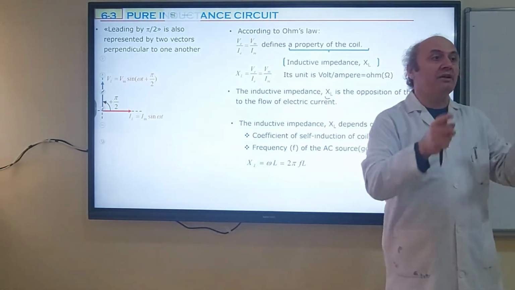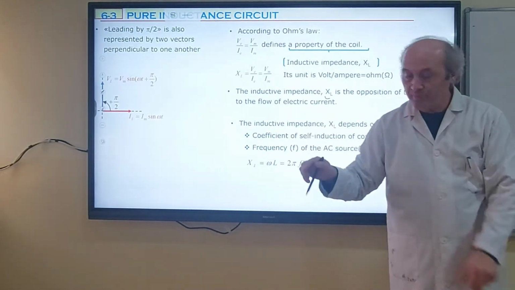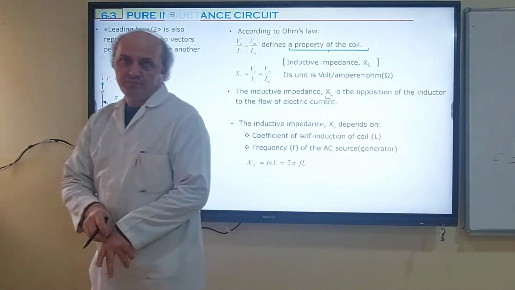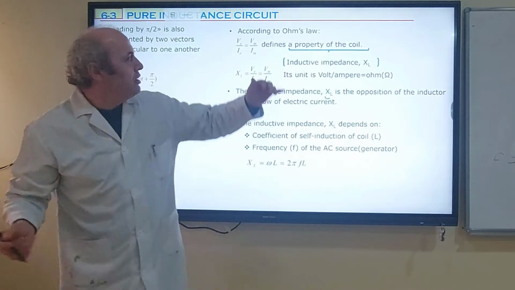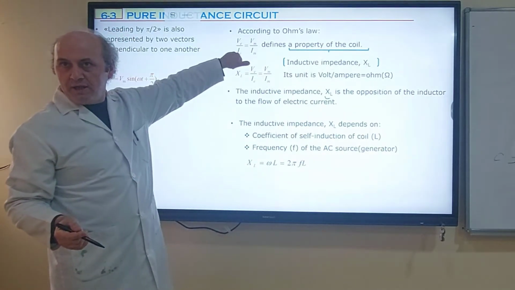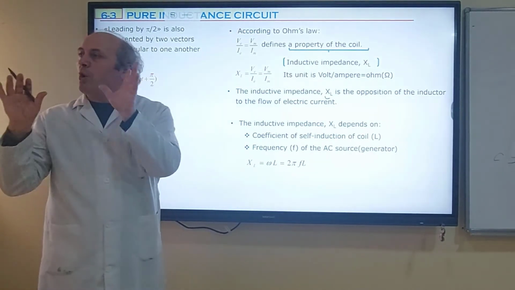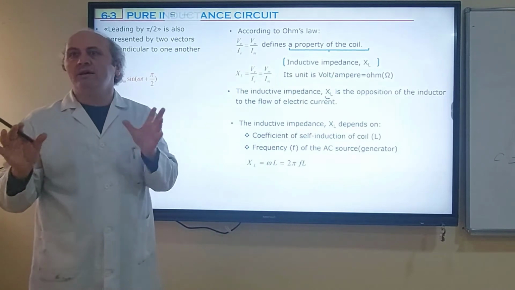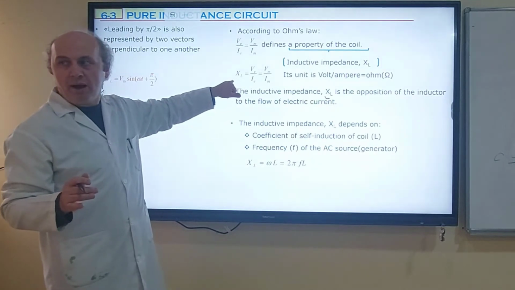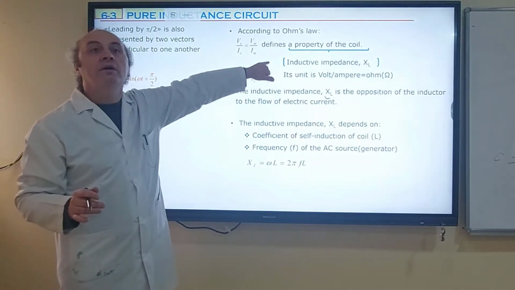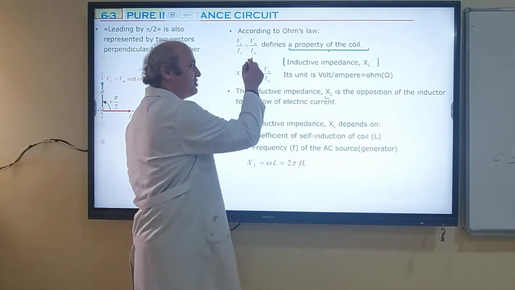Inductive impedance can be calculated only if the current is alternating current, so it must change by time. So how can we calculate this opposition? The usual method: use Ohm's law. What does Ohm's law tell you? V_e over I_e or V_m over I_m. Both of them define the opposition of the coil to the electric current, which is called inductive impedance. So XL can be calculated by V_e over I_e or V_m over I_m. What is the unit of XL? What is the unit of potential difference? Volt.